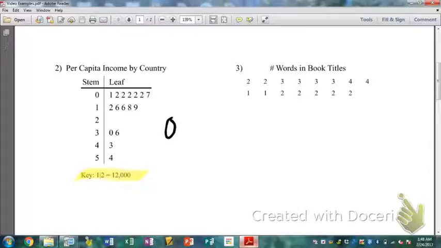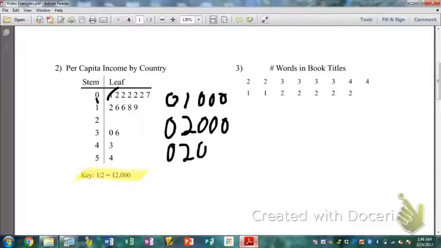So that's 0, 10,000s, and the 2, I'm going to add 3 zeros. What that's telling me is that the difference between these two is I need to add 3 zeros after my leaf. So take my stem and put it together with my leaf, and I need to write 3 more zeros after that. So that first one, 0, 1, and then add 3 zeros. 0, 2, and then add 3 zeros. 0, 2, and add 3 zeros, and so forth with that.